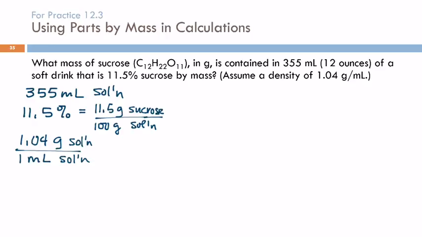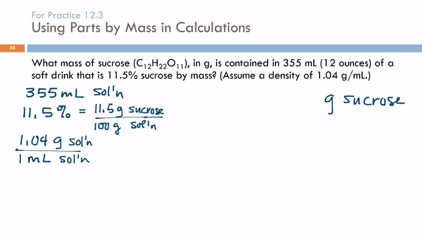So now we've identified what all these things are. What are we trying to figure out? How many grams of sucrose we have? Grams of sucrose. That's what we're trying to get to. So we have to figure out which of these we should start with, and then how we can get from one of these to the other.